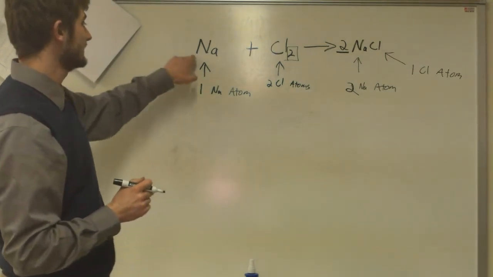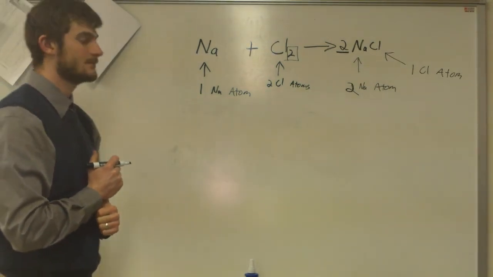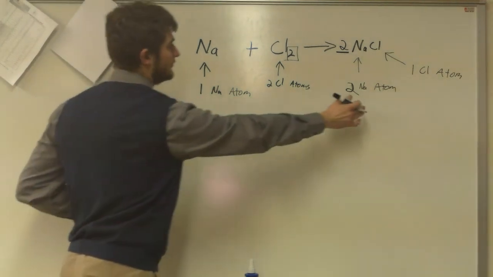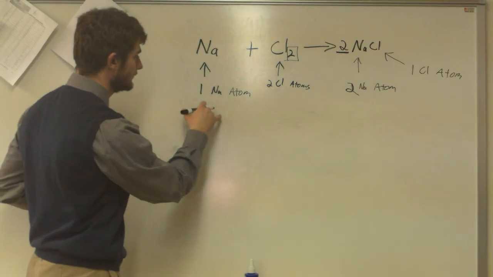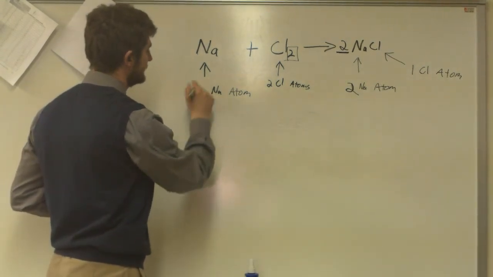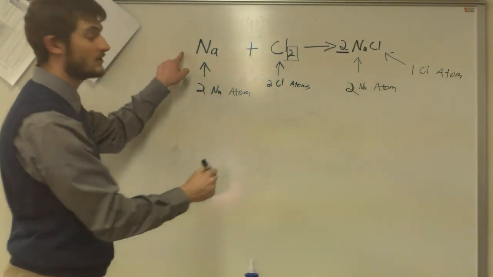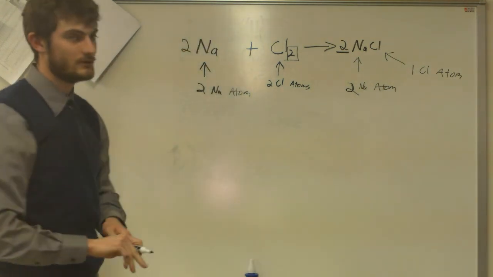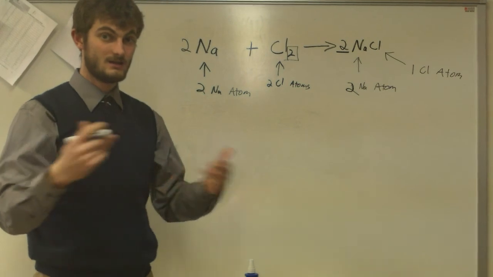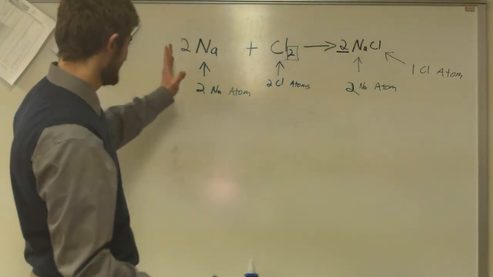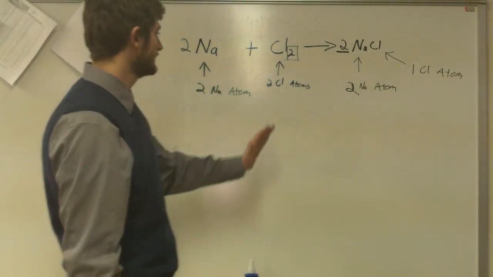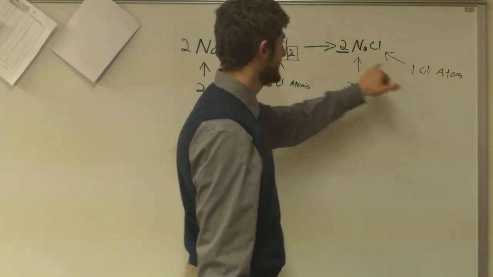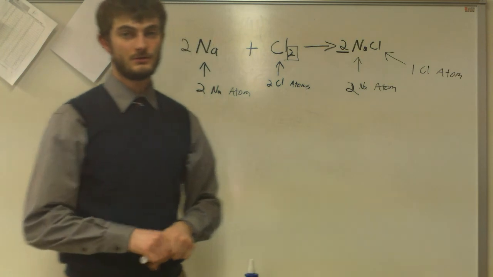If we go back to our original sodium atom on the reactant side, we have 2 on the product side, we need 2 on the reactant side. So we need to put a coefficient out front that represents 2 sodium atoms. Now the world's in balance again. 2 sodium atoms, 2 chlorine atoms, 2 sodium atoms, 2 chlorine atoms.